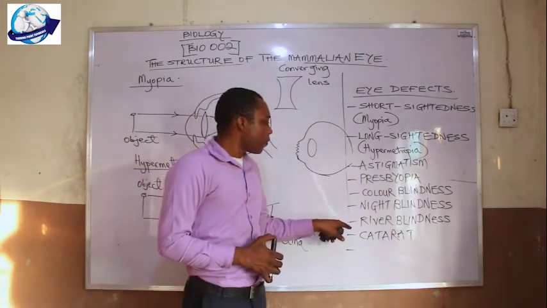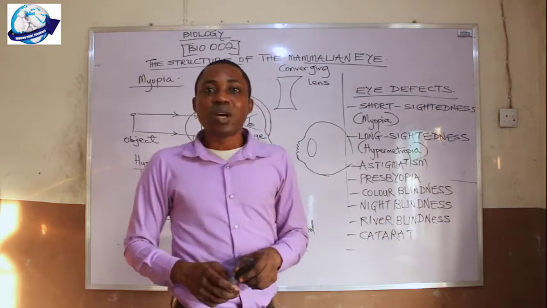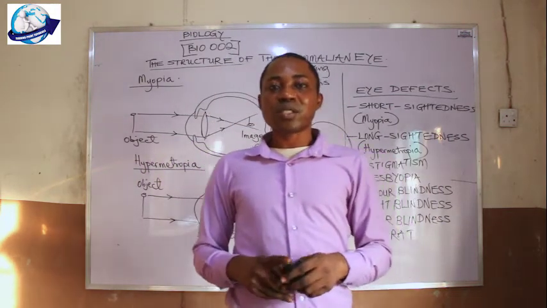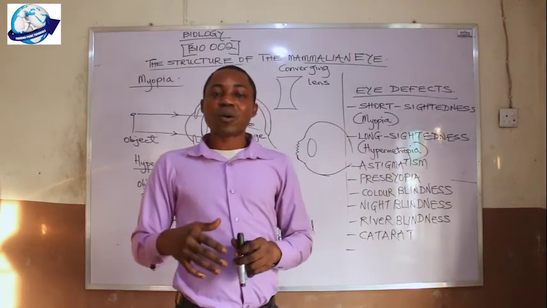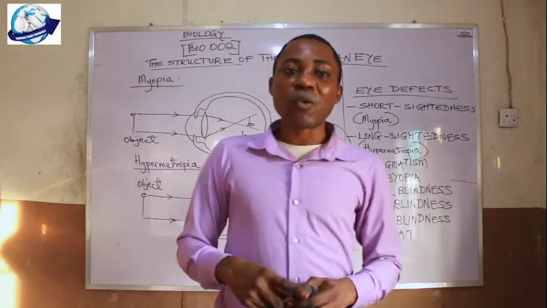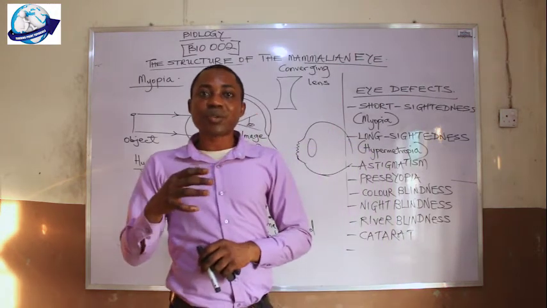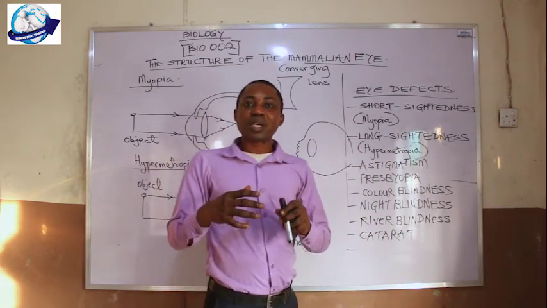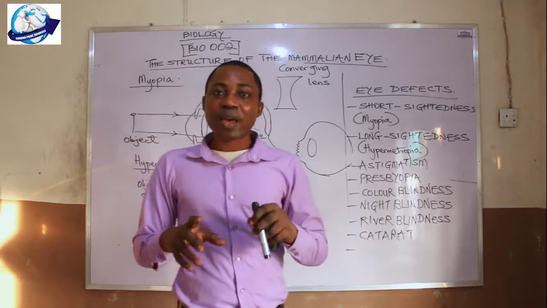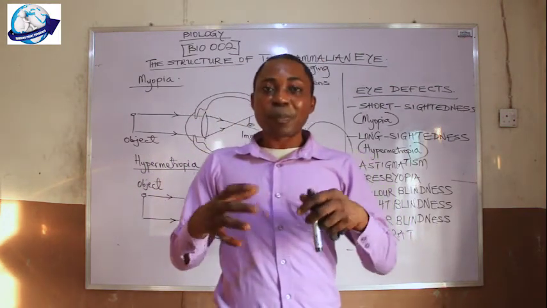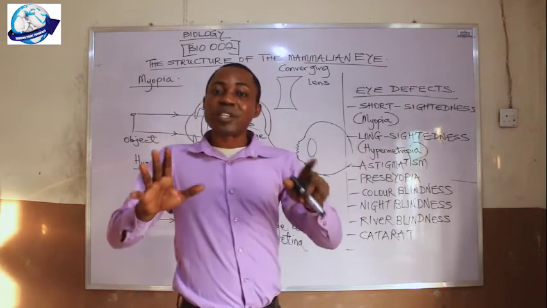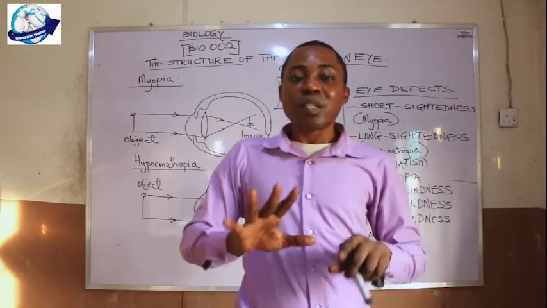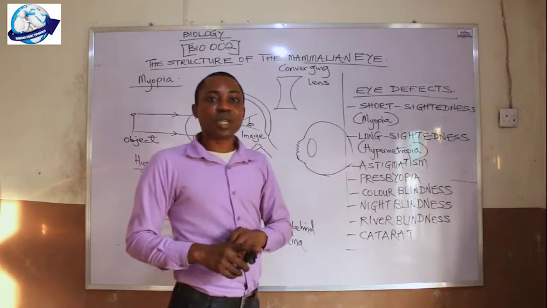Then river blindness is also called onchocerciasis. River blindness is caused by a filarial worm called onchocerca. If the worm gets to the eye, multiplies in the eye, gives birth in the eye, and eventually dies in the eye, what happens? It blocks the rays of light from getting to the lens.